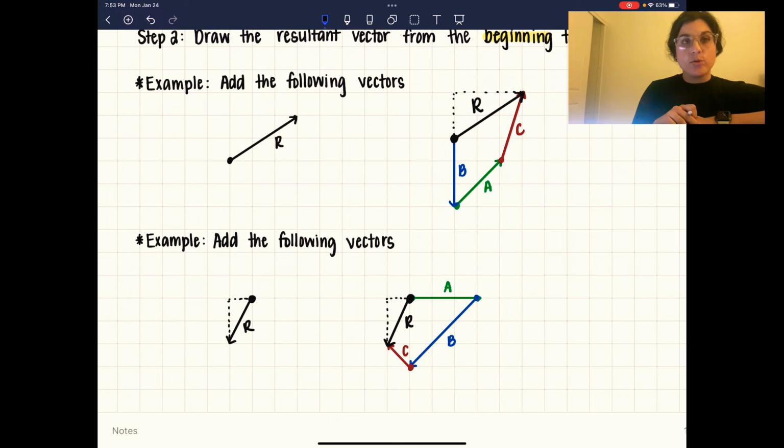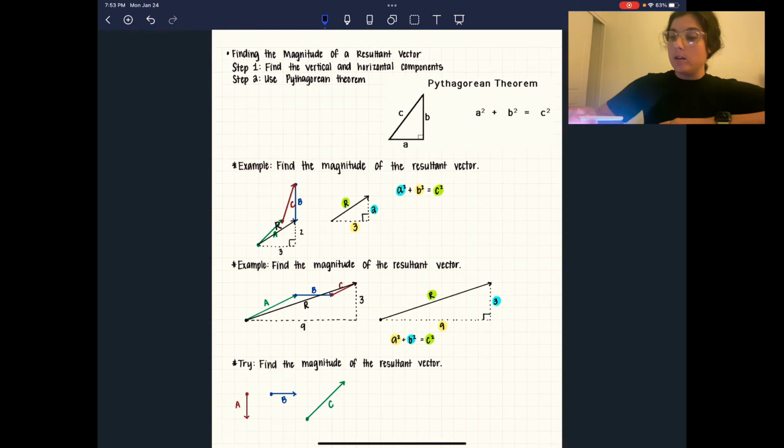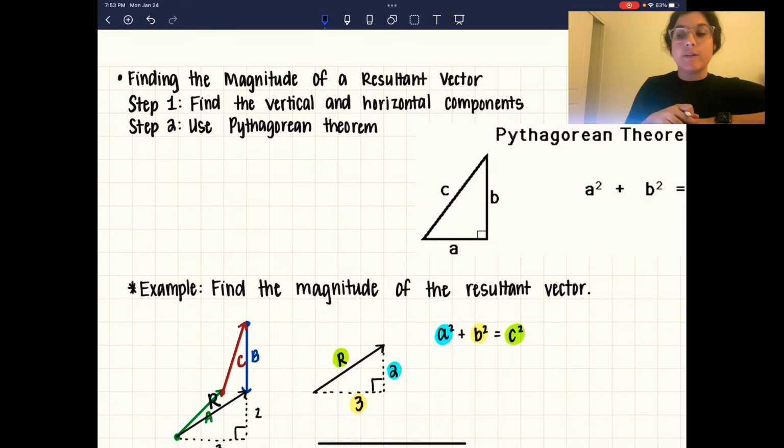So that's how you would draw the resultant vector, but we're going to start working with quantities specifically in regards to the resultant vector. We're going to need to be able to describe its magnitude as well as its direction. So let's get started with learning how to find the magnitude of resultant vectors. Now, when we're finding the magnitude of resultant vectors, our first step is actually one that we've been doing, finding the vertical and horizontal components.